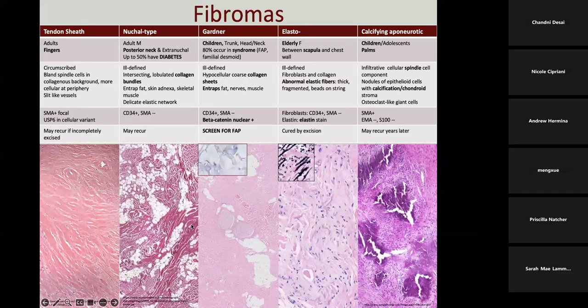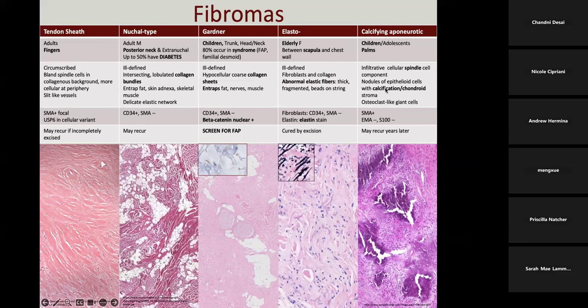Gardner fibroma, very sclerosing and entrapping of pre-existing structures like nerves, etc. Often in kids, you can show beta-catenin in the nucleus if you're lucky. They should get screened for FAP. Elastofibroma is present in elderly patients between the scapula and the chest wall. So sort of right posterior side of the body. You can show these beaded elastic fibers on elastin stain.